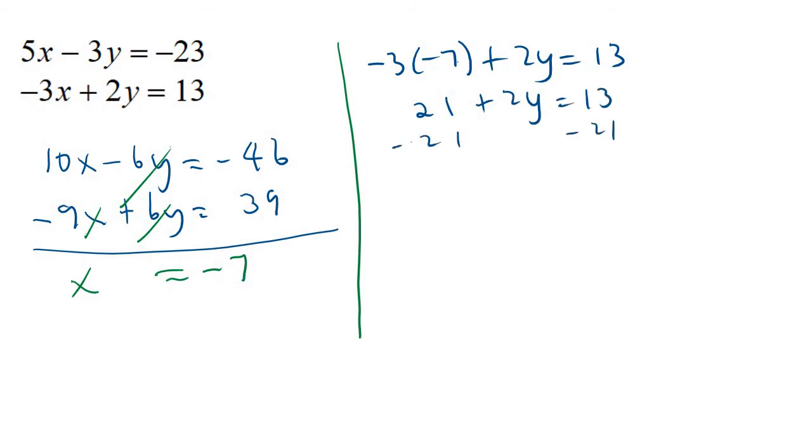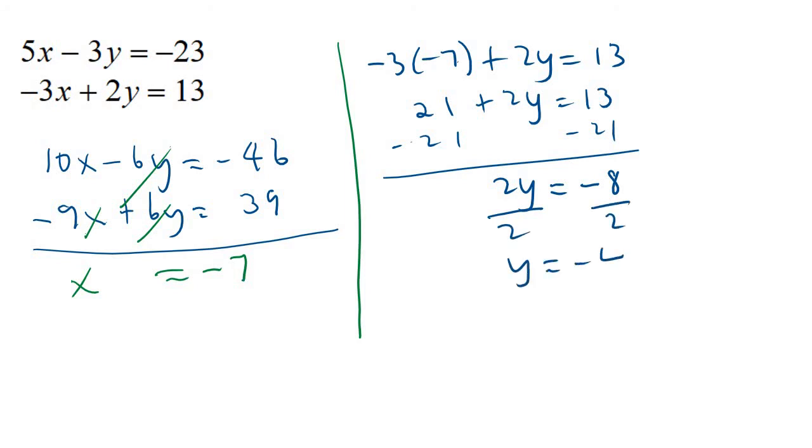Subtract 21 from both sides. So 2y equals, if you do 13 minus 21, will be -8. And then divide both sides by 2. So y will be -4. So the final solution to this system will be -7 and -4.